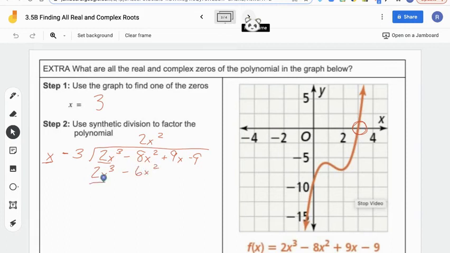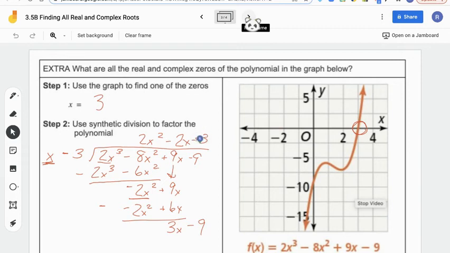And now, just like in long division, we then subtract those. So we'll have a negative 2x squared, bring that part down, plus 9x. X times what will give us negative 2x squared? Well, that's a negative 2x. Again, we're going to subtract those. So we're going to end up with 3x minus 9. X times 3 gives us 3x minus 9.